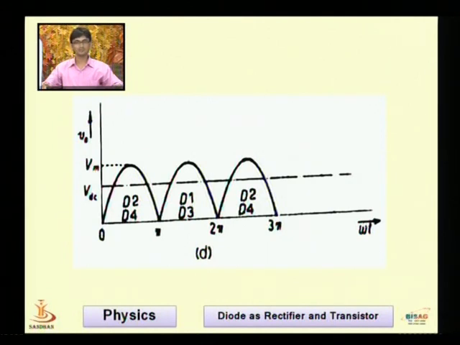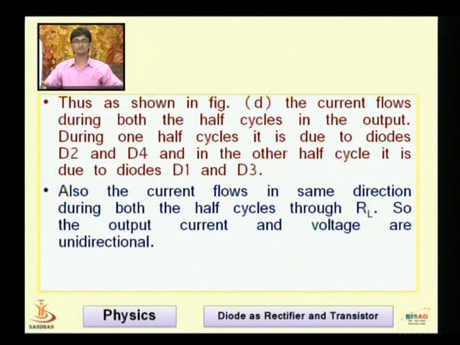For the pulse we are getting from 0 to pi, that is due to diodes D2 and D4, what we have seen. Then comes the negative half cycle of the input, which gives us output from pi to 2 pi, that is due to D1 and D3, then again D2, D4, D1, D3 and so on. Thus, as shown in the figure, current flows during both the half cycles in the output. During one half cycle, it is due to diodes D2 and D4, and in the other half cycle, that is the negative half cycle, output is due to D1 and D3. Also, the current flows in the same direction during both the half cycles.